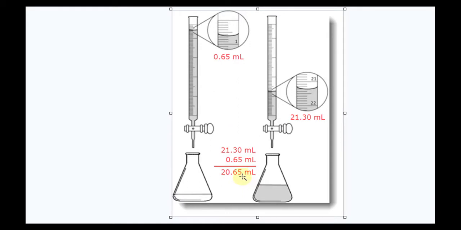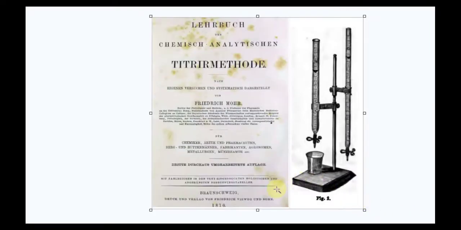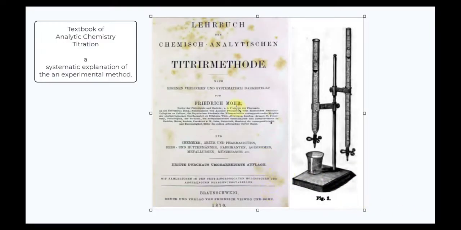This is a classic method of finding the amounts and concentrations by using a chemical reaction. This is the beginning of analytic chemistry. In fact, here's the first burette that was used, and it was developed by a pharmacist, Friedrich Mohr, and he wrote the book on analytic chemistry, and he has detailed this method of titration. This book explains this classic method that's still used today. So we've been doing titrations for 150 years.